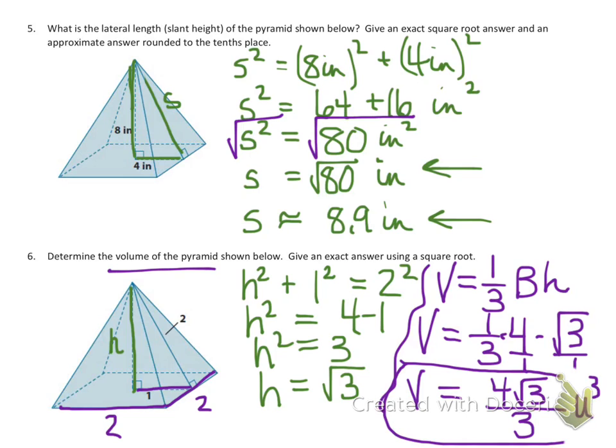Units cubed. And of course those units are going to come in here. I didn't put them in, but this is 4 square units. This is square root of 3 units. So this would be units squared times units, which is units cubed. Okay, so 4 times the square root of 3 divided by 3. And that's what we get when we multiply those 3 separate products there.